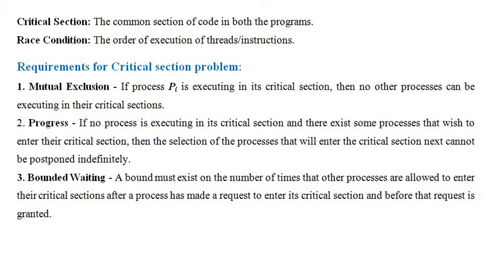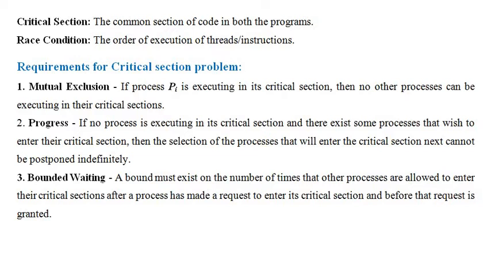Today our topic is requirements for critical section problem. So before that, what is a critical section? Critical section is nothing but a common section of code between programs. Suppose two programs are there. Those two programs share the same common data, like a common variable or common data, whatever it is. Then the common section of code between those two programs is called a critical section.